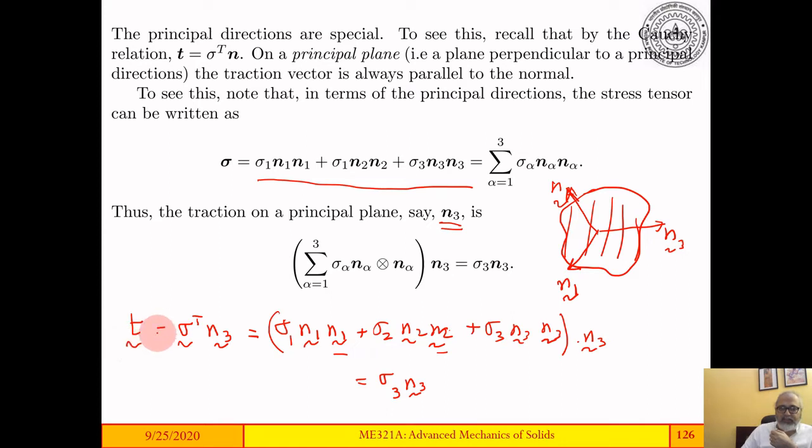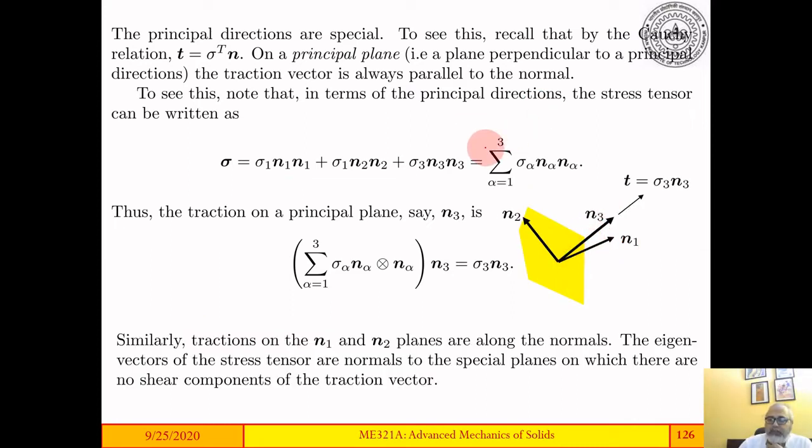So your traction vector, we have used the normal in the n1 n2 n3 system, so traction will also come out in the n1 n2 n3 system. So this traction is collinear with n3. So the traction on the n3 plane is actually in the n3 direction. So these principal directions are special directions where the normals and the tractions are collinear. Similarly on the n2 plane, the traction would be collinear with n2, and on the n1 plane, the traction would be collinear with n1. So traction on a principal plane is parallel to the normal to the plane, and these principal planes are special planes on which the tractions are parallel to the normals. And there are three such planes because there are three such principal directions.